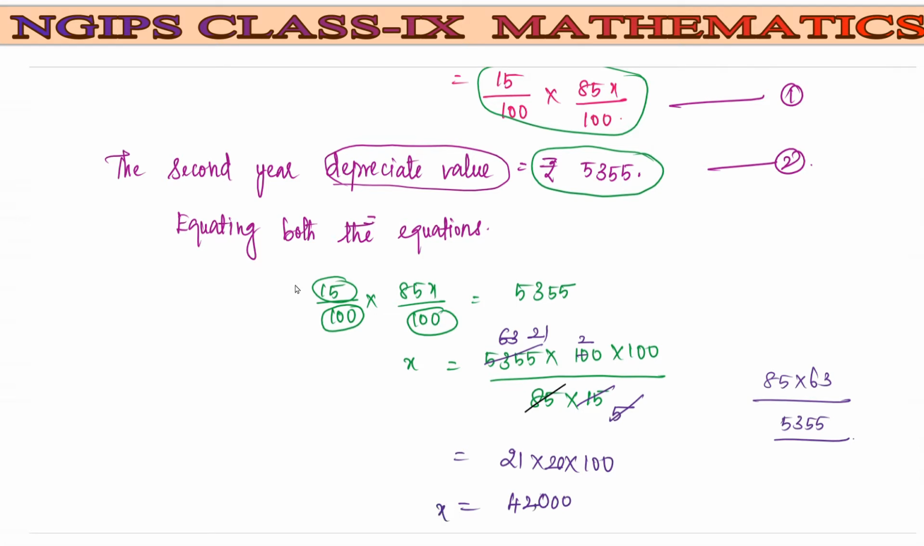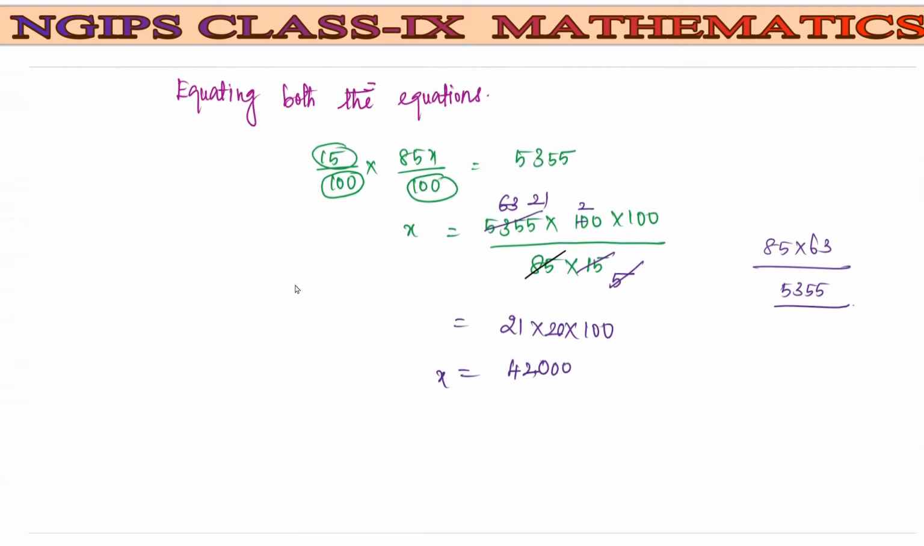Actually, what we have taken as x stands for the original value of the machine. Therefore, the original value of the machine is equal to rupees 42,000. Okay, now we will move to the next question.